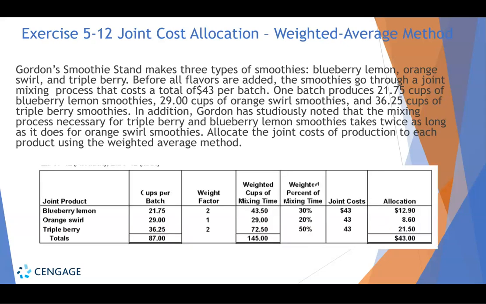So we take the cups per batch times our weighted average to come up with weighted cups. Again, if blueberry lemon is 43.5 of the total 145, we'll take 30% of those costs to allocate for blueberry lemon. We'll take for the orange swirl 20%, and for the triple berry, we'll take 50%.